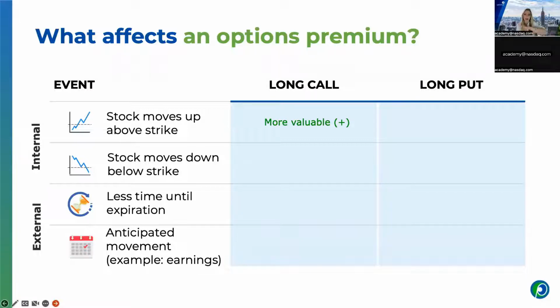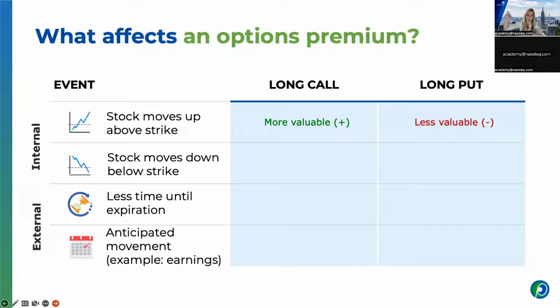Because if we have the right to buy at 100, and then if the stock keeps moving above the strike, that means the right to buy is at a lower price, keeps getting lower. Therefore, that long call is going to be more valuable. Now, the long put, that's going to be less valuable because as the stock moves above the strike, that's not what we're looking for because we have the right to sell.